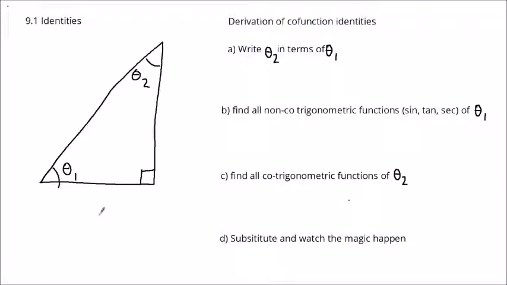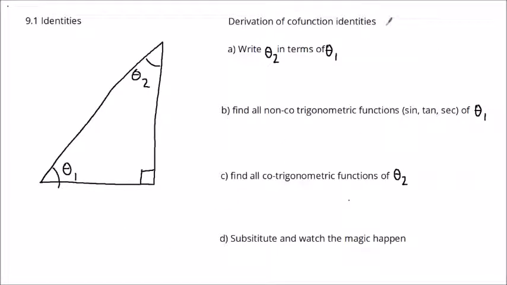So I'm gonna start. We want to derive some identities, and what identities are basically just whenever you say that something is equal to something, that's an identity. This is an identity right here. This is also an identity because they're equal to each other. So when something's equal to something, it's an identity.